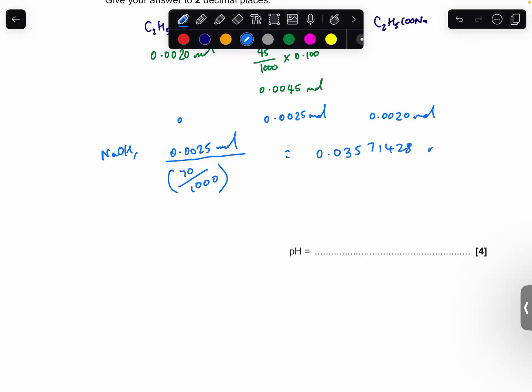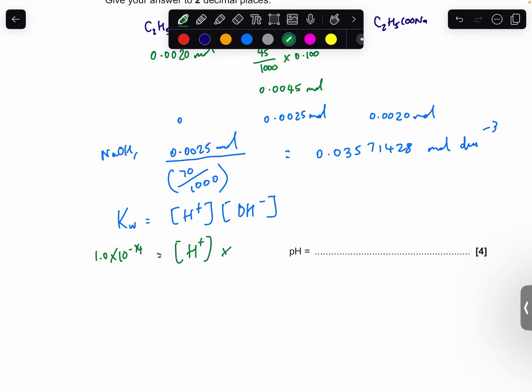0.03571428 moles per decimeter cubed. And we use the Kw expression because this is an alkali solution. And Kw is 1.0 times 10 to the minus 14. It's given in your data sheet. H plus we're trying to work out. And hydroxide ion concentration is what we just worked out. And then we plug the expression into minus log to the base 10 of H plus, what we work out there. So let's have a look.